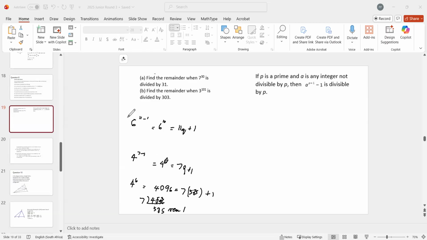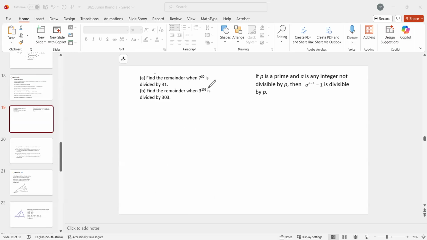All right, so this is Fermat's little theorem. It's a very powerful theorem, and we are not in a position to prove it right now. So the problem says, find the remainder when 7 to the power of 30 is divided by 31. All right, so 31 is a prime.